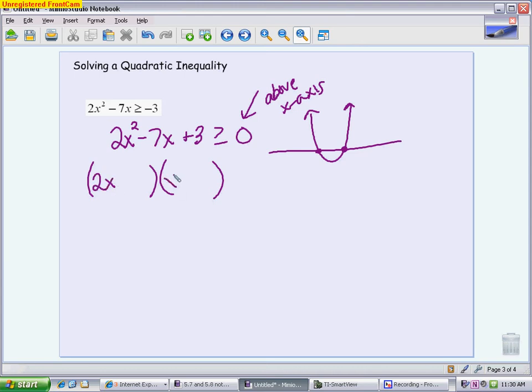So we have a 2x and an x. It is minus and a minus. It is going to be minus 1 and minus 3. You can check that by foiling it to make sure that we factored it correctly.